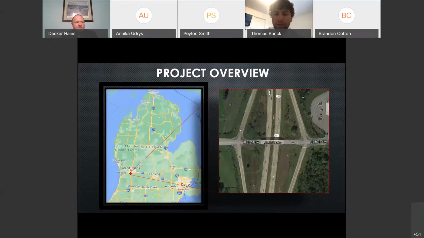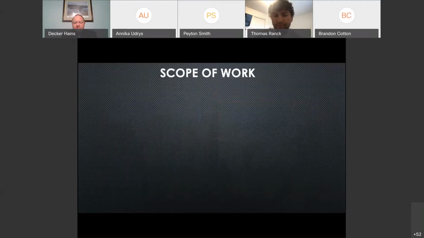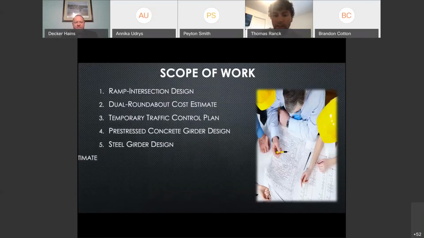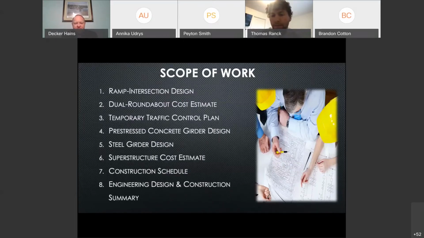The 100th Street Bridge over US 131 is located just south of Grand Rapids, Michigan, in Byron Center. The bridge had a long history of underclearance issues causing accidents, and its service life was exceeded. In this design, while we primarily focused on pre-stressed concrete and steel girder design, we also conducted a variety of other work. Our scope of work for this project consisted of a schematic ramp intersection design, dual roundabout cost estimate, temporary traffic control plan, pre-stressed concrete and steel girder design, superstructure cost estimate, construction schedule, and an engineering design and construction summary.